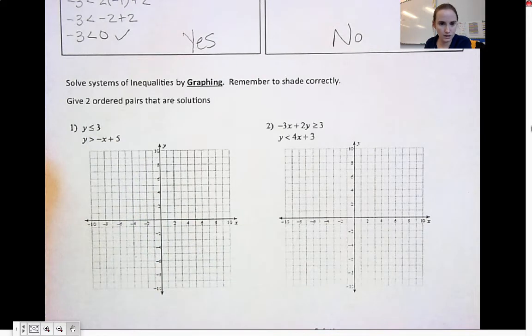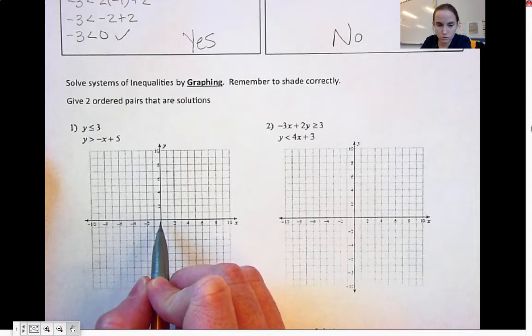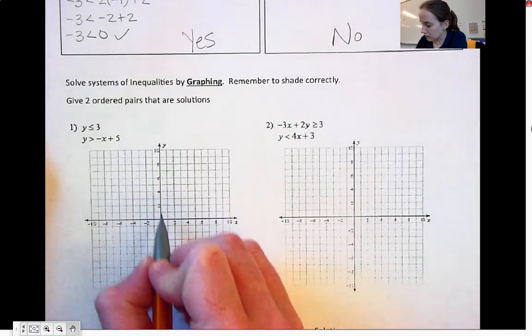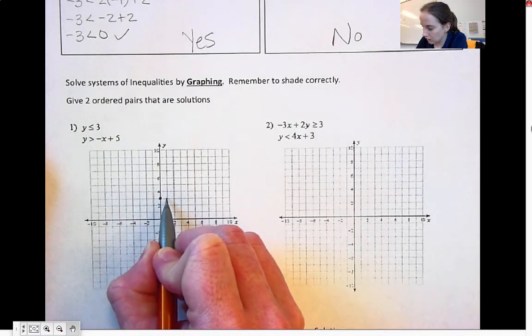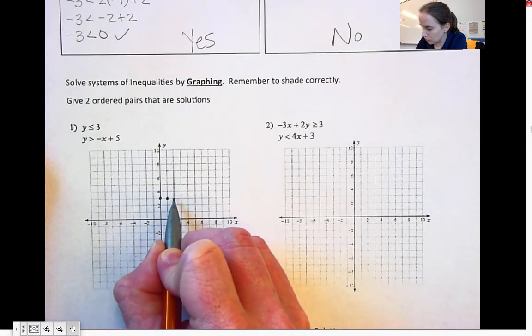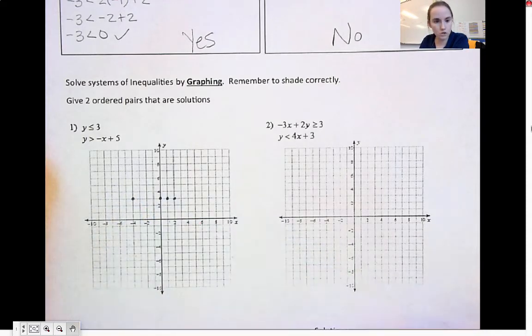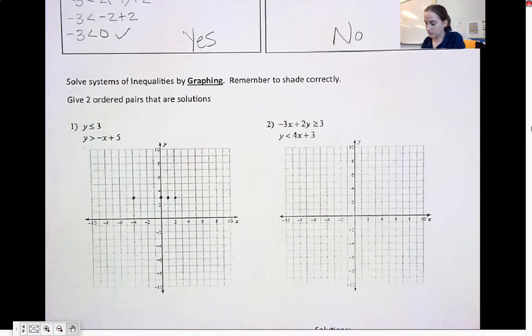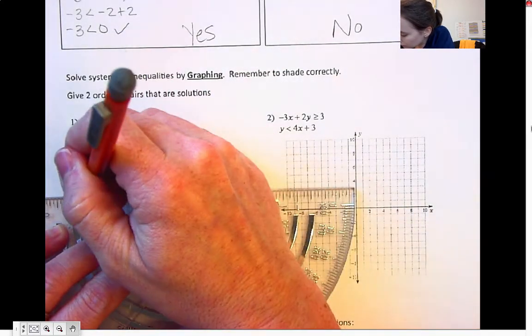Well, there's nothing to plug in for x. So I know no matter what I use for x, 0, 1, 2, 3, it doesn't matter. The y value will always give me 3. So I go up to 3. At 0 I would be at 3, at 1 I would be at 3, at 2 I would be at 3, at negative 4 I would be at 3. No matter what I choose, 3 is always the result here. Since we are less than or equal to, I get to draw a solid line. The equal to makes it solid.